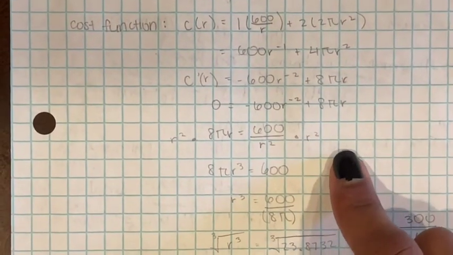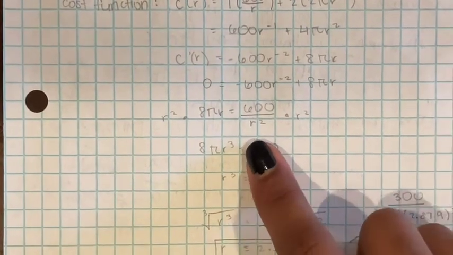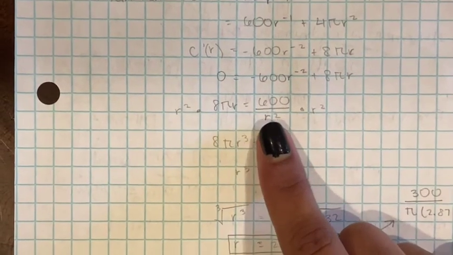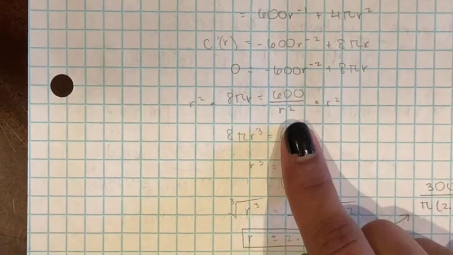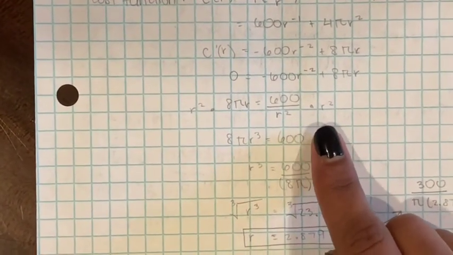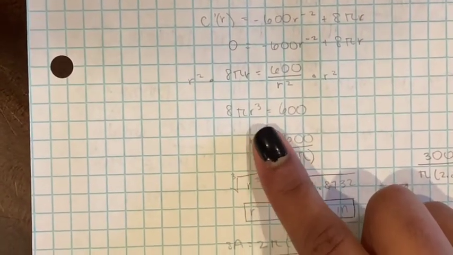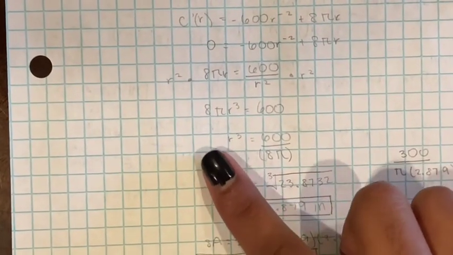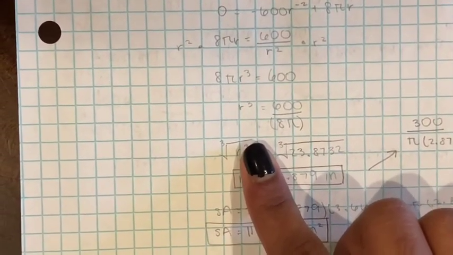So first, I added 600r to the negative 2 to both sides, which gave us 8 pi r equals 600r to the negative 2, or 600 over r squared. Both are the same thing. After this, we want to multiply both sides by r squared, so that left us with 8 pi r cubed equals 600. Once we do this, we're still isolating r, so we want to divide both sides by 8 pi. So we get r cubed equals 600 over 8 pi.